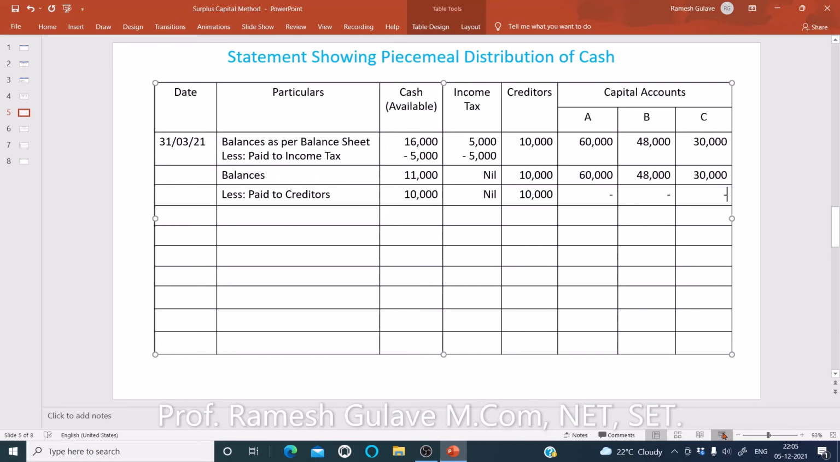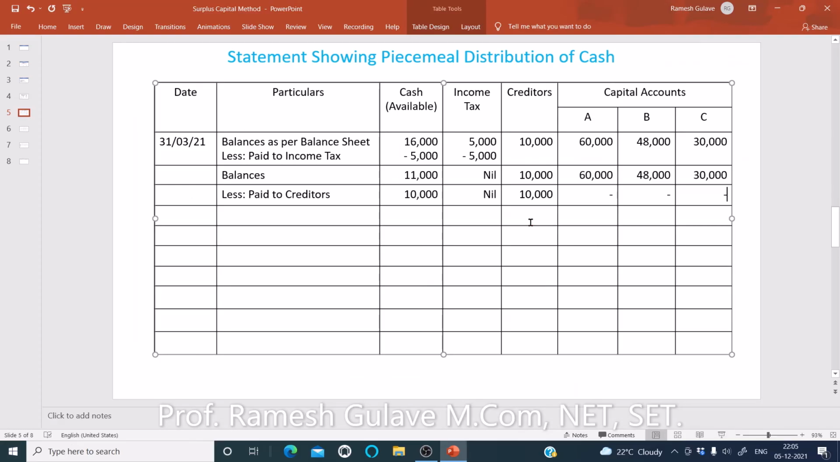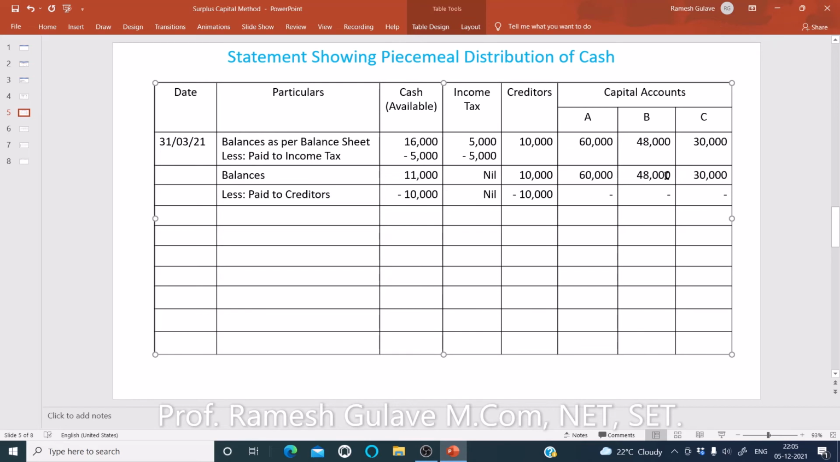So here look at this step. After payment of creditors, out of 11,000, 10,000 is subtracted, so we'll have 1,000 rupees as cash balance, and creditors liability will be nil, right? So in the cash column I'll have 1,000 rupees, and in the particular column I'll write like this, balance as income tax already paid, so it is nil.